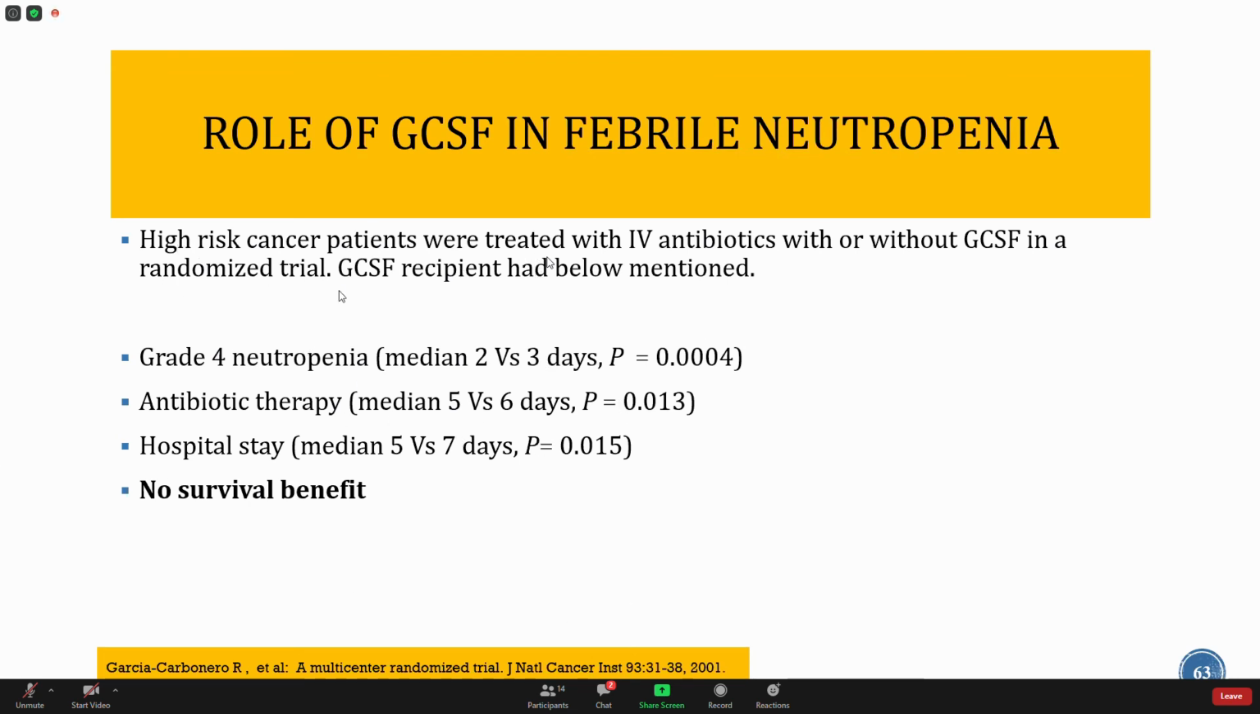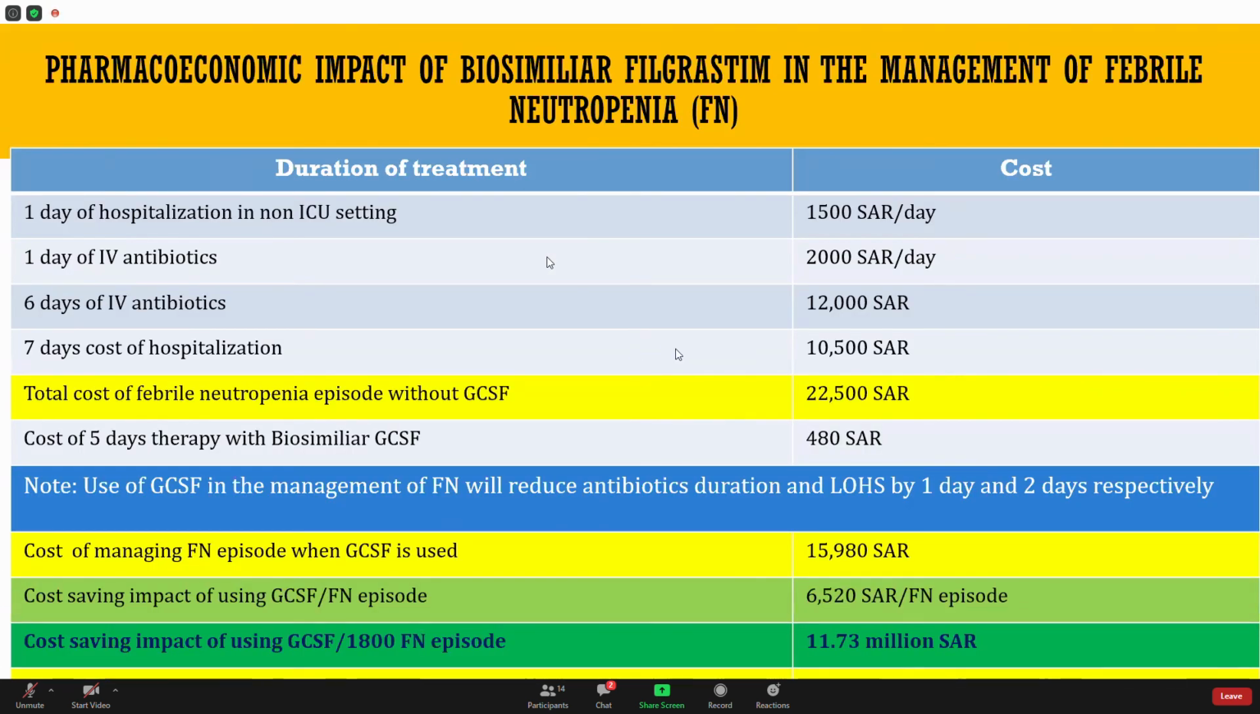Economic parameters. This study had shown that there is no survival benefit associated with the use of filgrastim for the management of febrile neutropenia, but it reduces the grade 4 neutropenia by 2 versus 3 days, like by 1 day, and antibiotic therapy by 5 versus 6 days, like 1 day, and the hospitalization by 2 days. So I use these economic parameters in the calculator, and I found out that 1 day of hospitalization in the non-ICU is 1,500 reals.